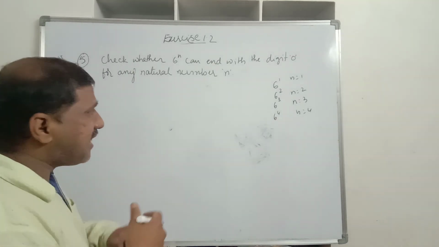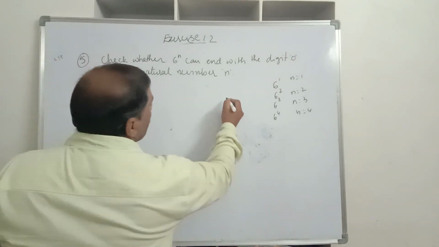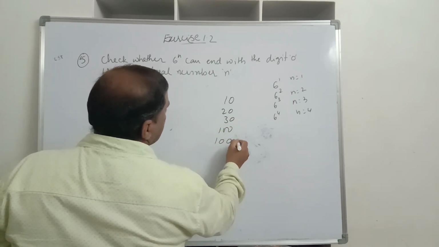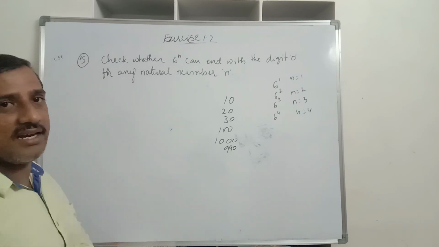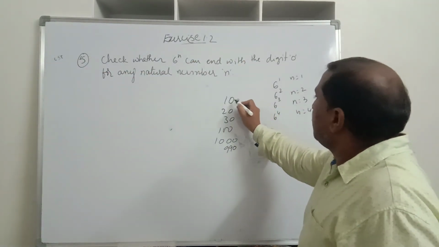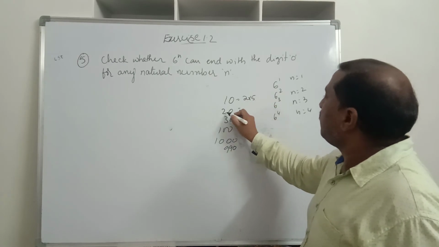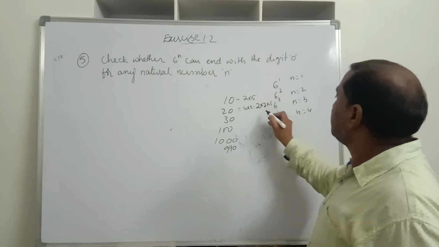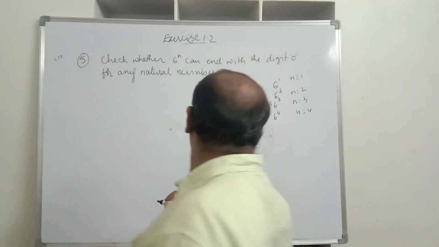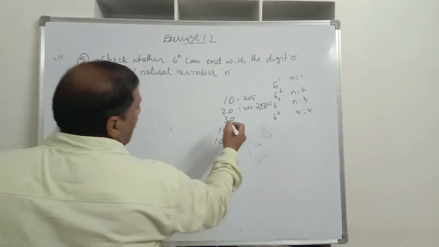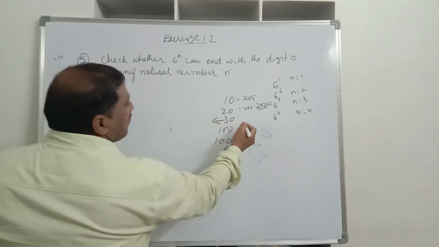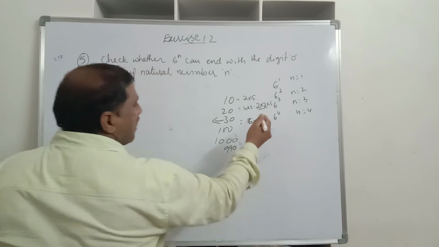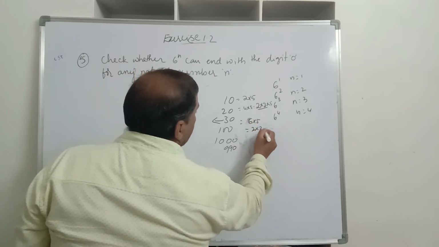Now, see the numbers with ending digit 0: we have 10, then we have 20, 30 or 100 or 1000 or 990, like these numbers. What is the prime factorization of these numbers? 10 can be written as 2 into 5 and 20 is 4 into 5, and 4 can again be written as 2 into 2. So the prime factors of 20 are 2 and 5. The prime factorization of 30 is 6 into 5, and 6 is 2 into 3, so 2 into 3 into 5.